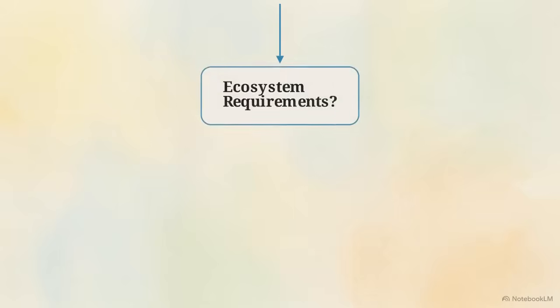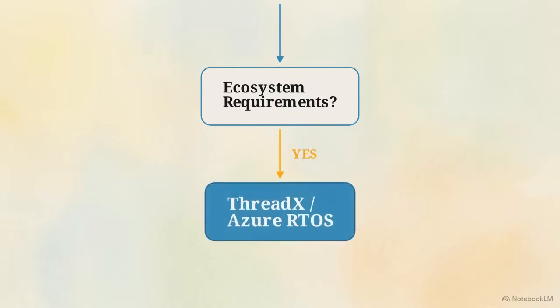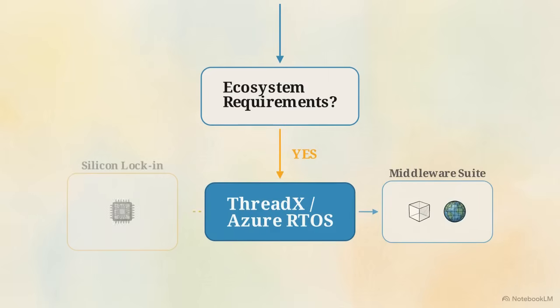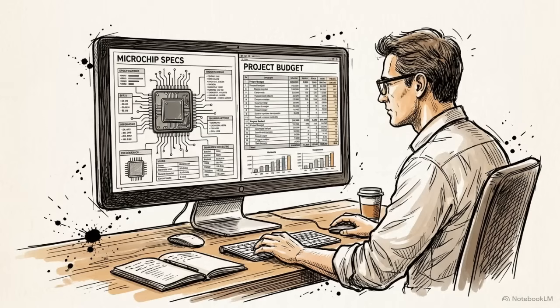If building a complex connected edge device, you hit Node 3. Do you need pre-integrated middleware and visual debugging? A yes routes you to ThreadX. You gain seamless cloud integration and fast development, provided you accept the silicon licensing lock-in. There is no universally superior RTOS. There is only the logical mathematical match for your specific hardware, software, and business constraints.